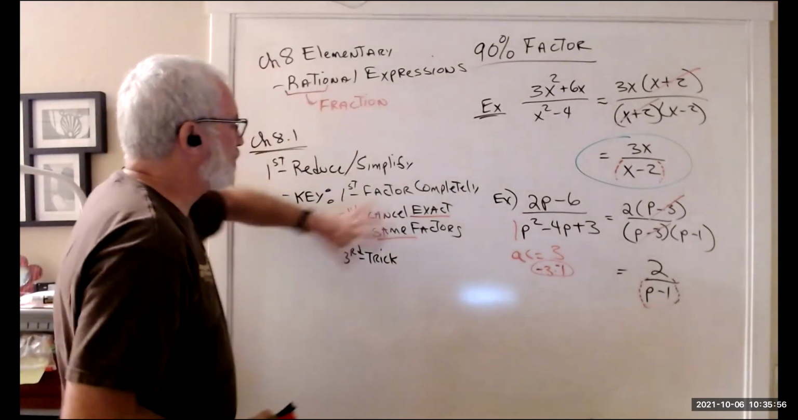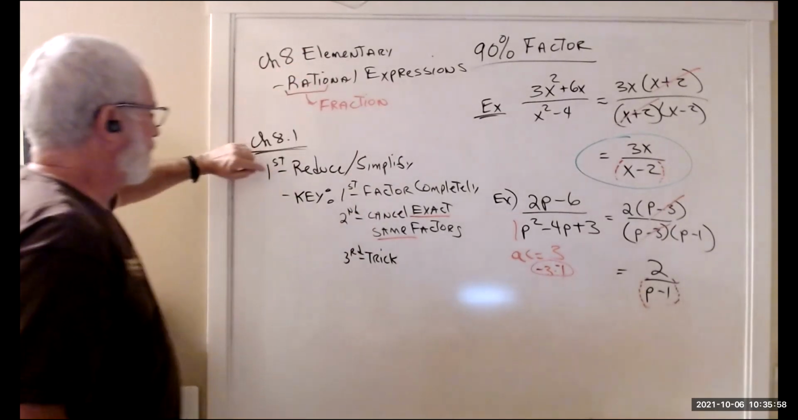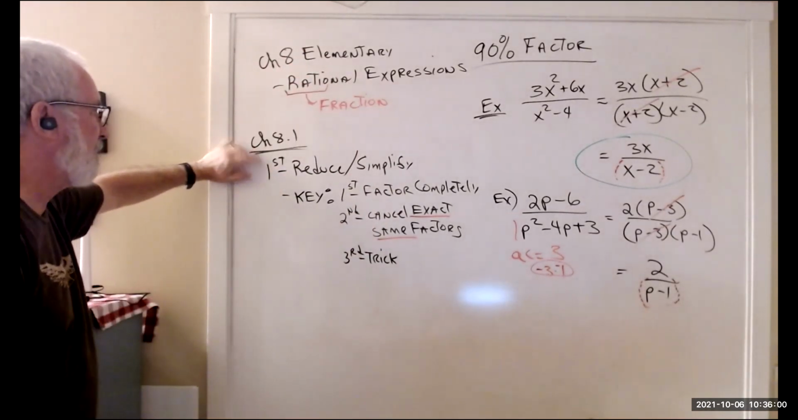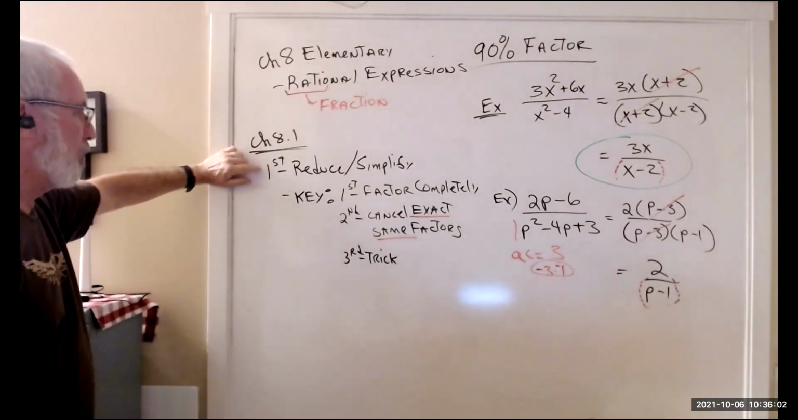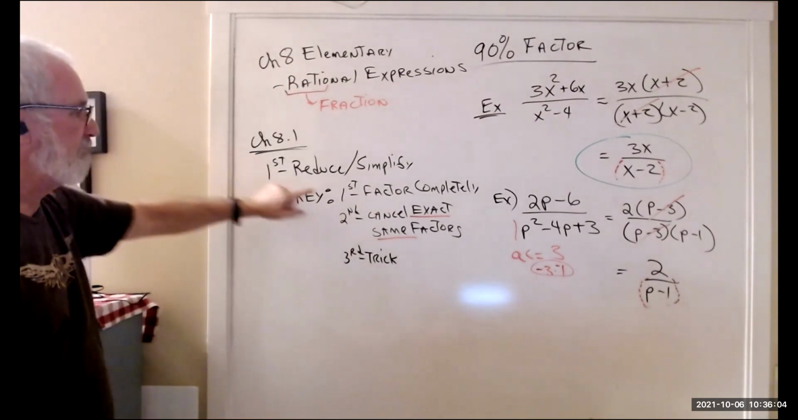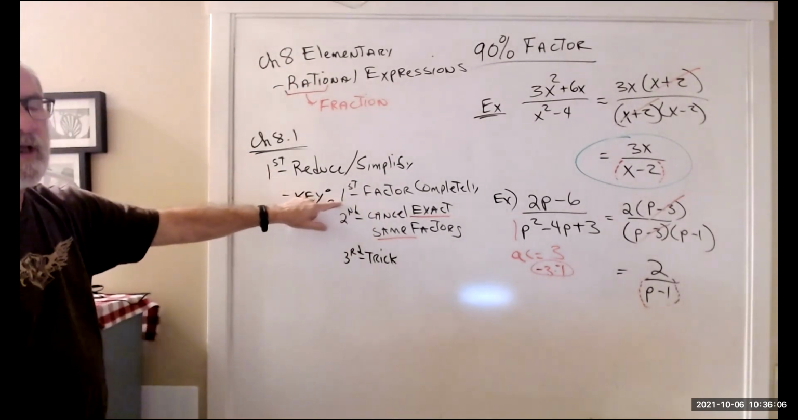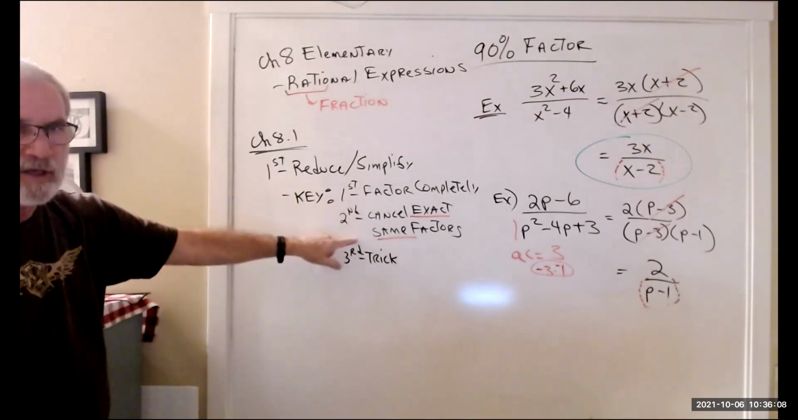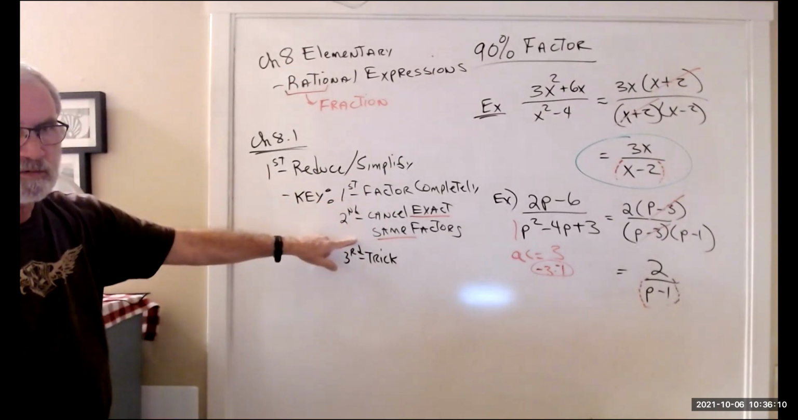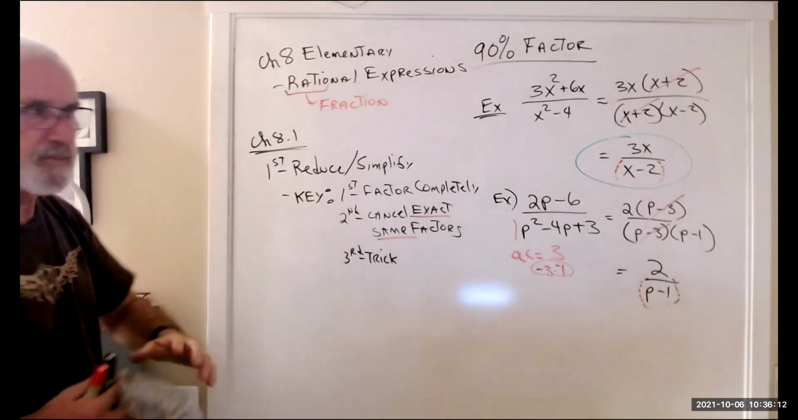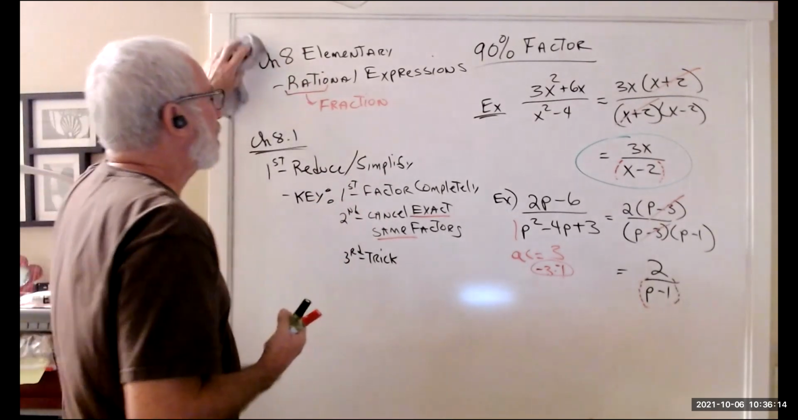I need to erase this side of the board. Please make sure you have these steps for chapter 8.1, reducing or simplifying. The first thing you do is factor. After you factor, then you cancel. And we'll get to the trick in a minute. Okay, erasing.